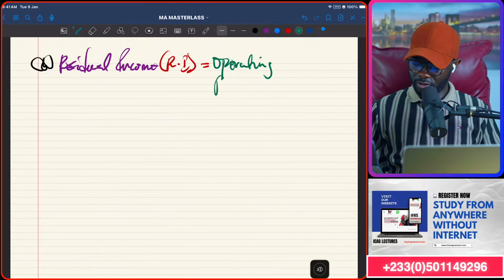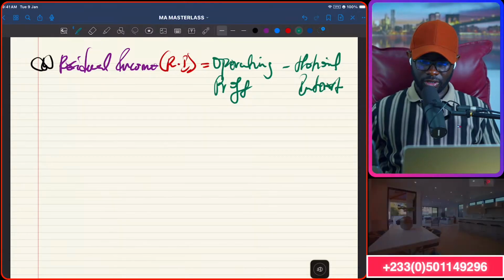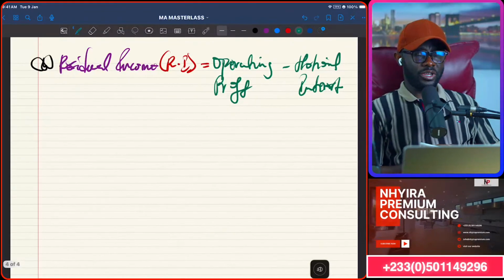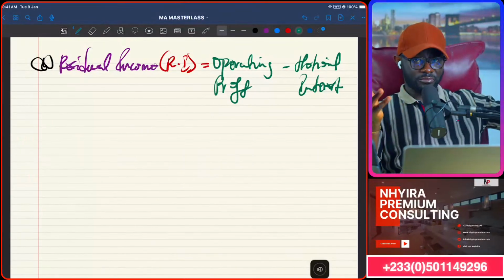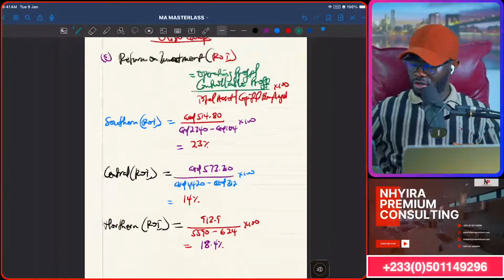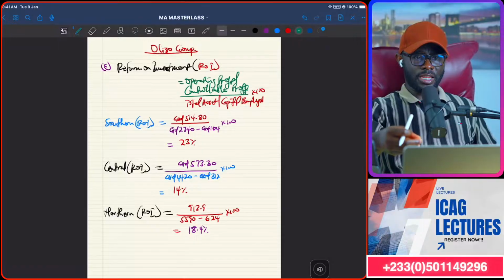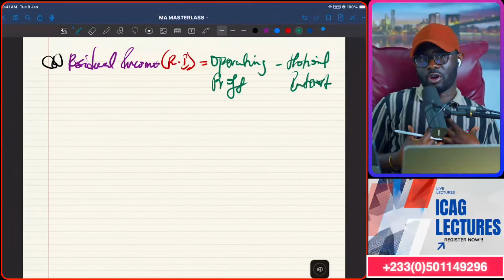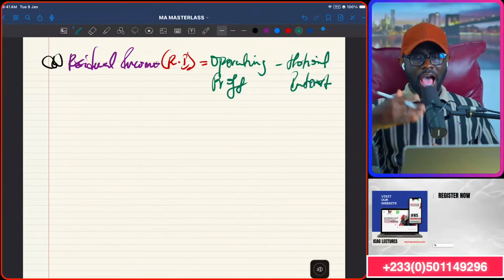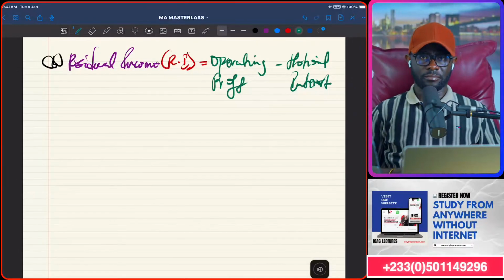So operating profit minus notional interest. The concept of residual income is how much money will be left to each division, right? Whilst the ROI is looking at the returns on the capital employed by the division, the residual income is how much will be left of the division's profit after they pay providers of finance the amounts they are supposed to pay them.